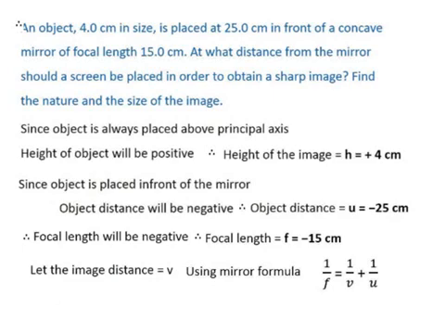So the information that is being given here is the height of the object, that is Ho, it is plus 4 centimeter, and u is equal to minus 25 centimeter and f is equal to minus 15 centimeter. So we have to use the mirror formula, 1 by f is equal to 1 by v plus 1 by u, in order to solve the problem. So let us see the continuation of this problem in the next slide.